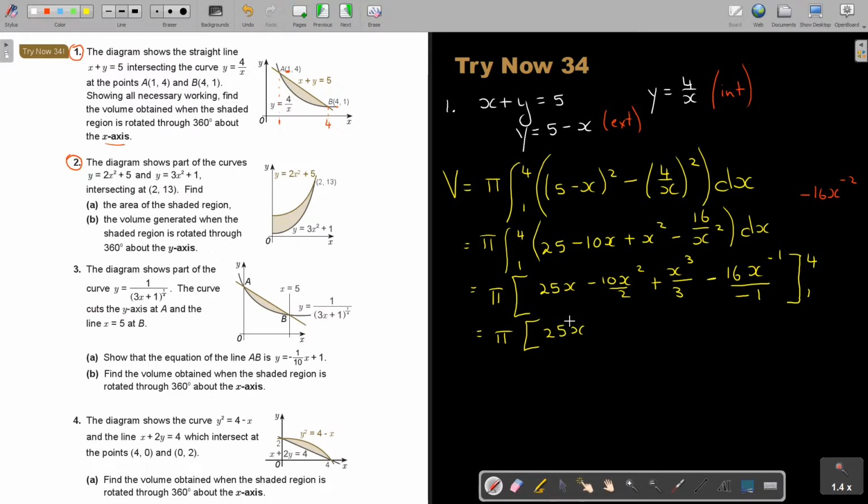X minus 5x squared. I think this one we can leave like that. Don't forget that this one is becoming a positive, negative terms, and it's 16 over x. Okay, now it's ready for substitution.